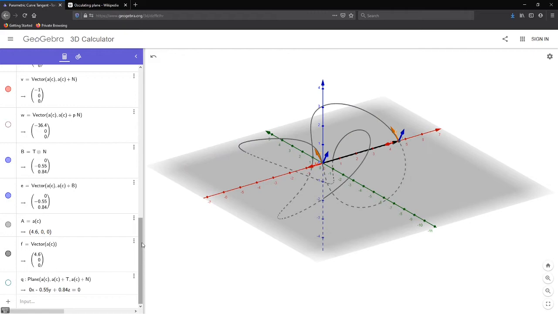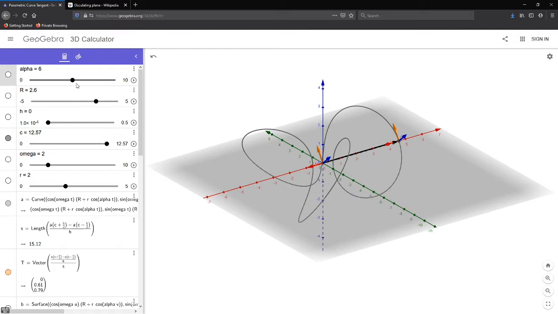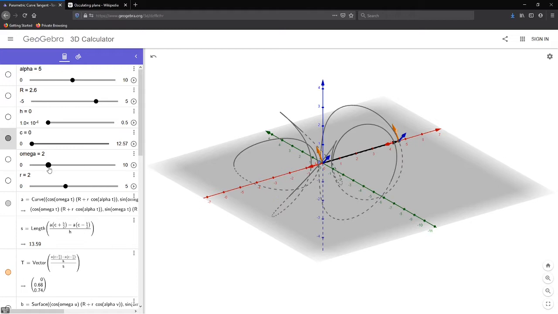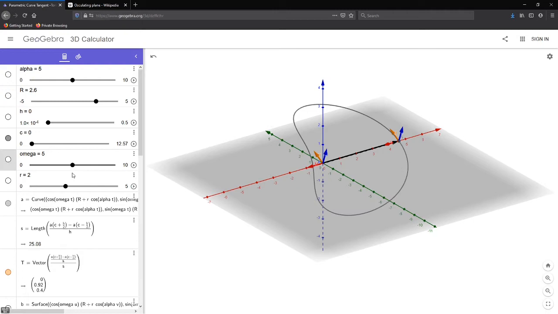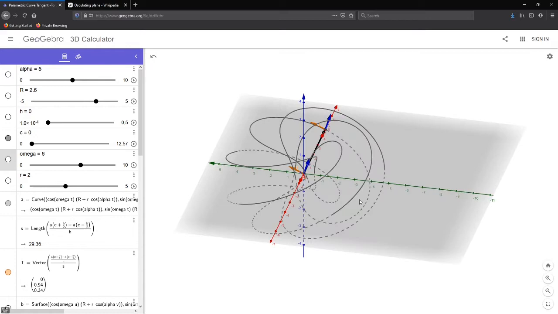You see that we have a number of different controls over the different parameters here, and changing these parameters like alpha and omega end up giving us slightly different forms for a parametric curve. And some of these forms will hopefully help you see a little bit where this parametric curve is actually coming from. If we move this over a little bit, we can see this a little bit better.